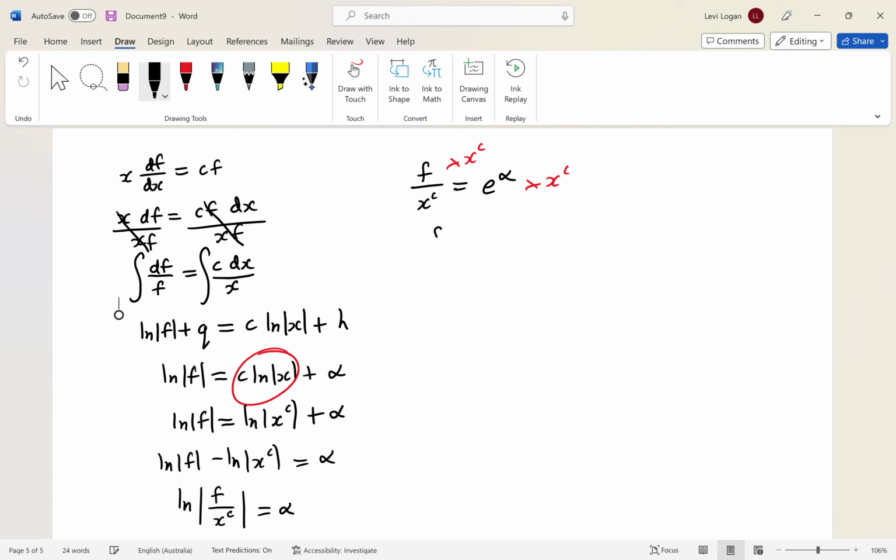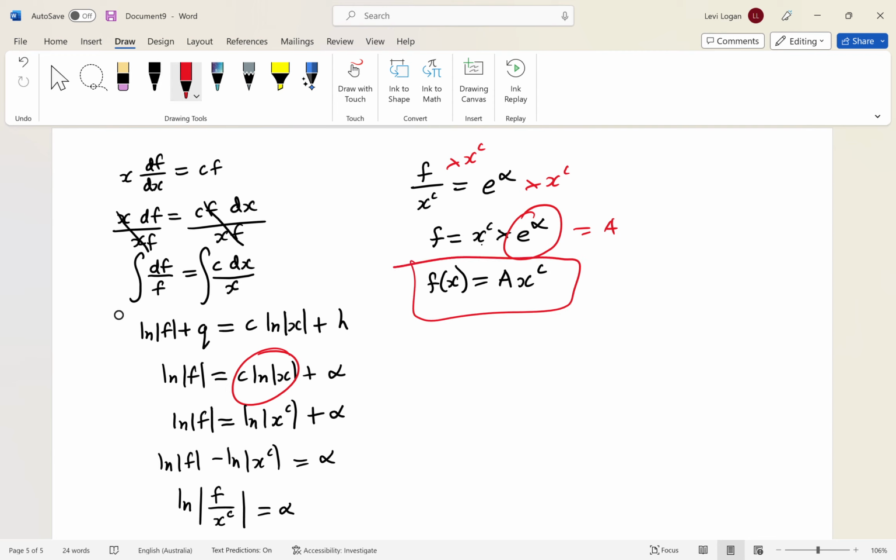So therefore, f is equal to, hold on, the computer's lagging again, sorry guys. x to the c times e to the alpha. This whole thing is going to be a constant. We'll just say that's a. So therefore, f of x is equal to a x to the c.